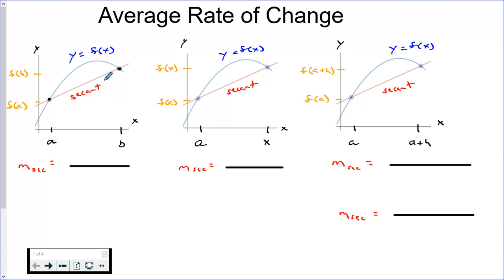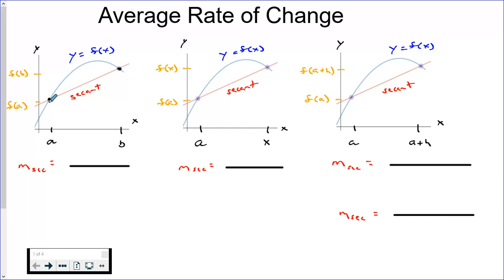So here we go. Let's represent the average rate of change of y equals f of x over the interval a, b. First off, you've got to get the y values. So if this is y equals f of x, and this is the x value or the input a, then the output, the y value, would be f of a. Likewise here, if this is the x value b, then the output, the y value, would be f of b.